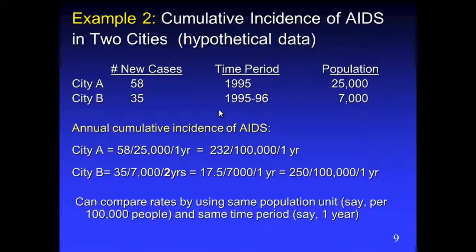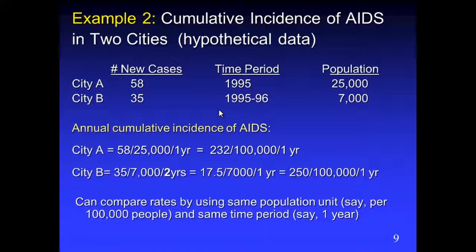The intention of this second example is to illustrate how we compare cumulative incidences. We compare them by standardizing them on a common basis. Usually we scale it up per 100,000 people per year, and so we have two cities, City A and City B. We follow City A, which is 25,000 people, for 1 year. It has a cumulative incidence of 58 people getting AIDS during that year, and we can standardize that to a per 100,000 basis, and so it's 232.